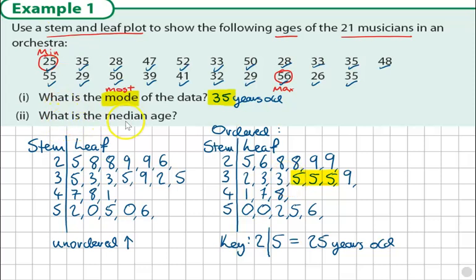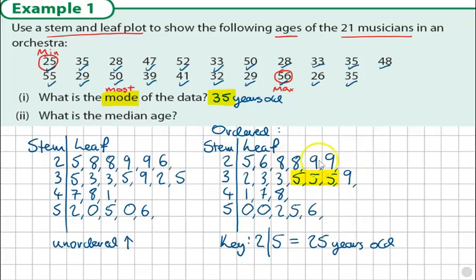Question 2, what is the median age? So what is the middle value? So you could write these numbers out in a list from smallest to largest and pick out the middle one. Or if there's two middle ones, we add them together and divide by 2. There's a couple of ways you can come up with the median. We can read it from the graph that we've drawn, which is probably the quickest way.